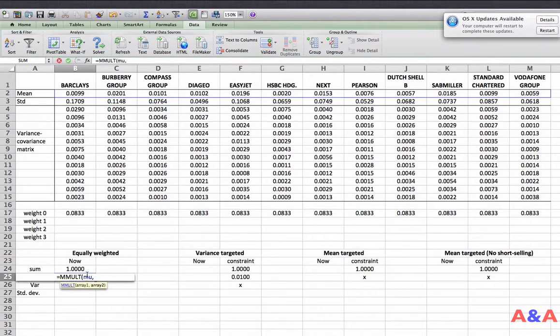So I transpose the weight 0 using the transpose function. Okay, if you can't read it, it says equal mmult. The first component is mu, and the second component is transpose of weight 0. Close the bracket. And remember, you can't simply enter. Whenever you use matrix function, you should press Ctrl Shift Enter. 0.0112. So it's 1.12%. This is the expected return of this equally weighted portfolio.